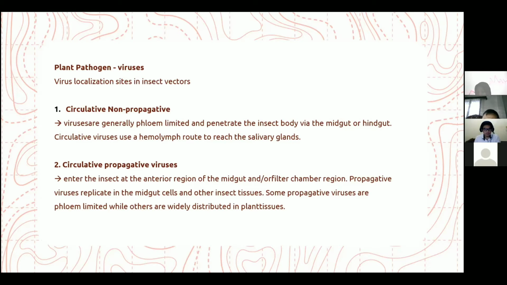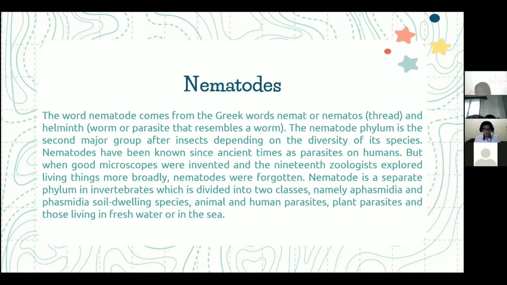Nematodes. The word nematode comes from the Greek for thread, and means worm-like members. Nematodes are the second major group after insects in terms of diversity of genes. Nematodes have been known since ancient times as parasites of humans. But when good microscopes were available in the 19th century, zoologists explored living things more. Nematodes are a separate phylum with several classes, and they live in the sea as well.